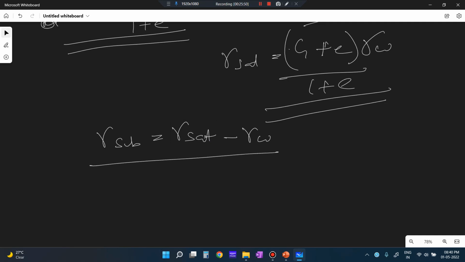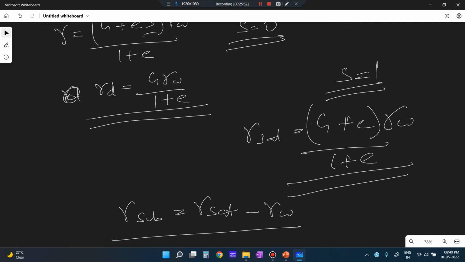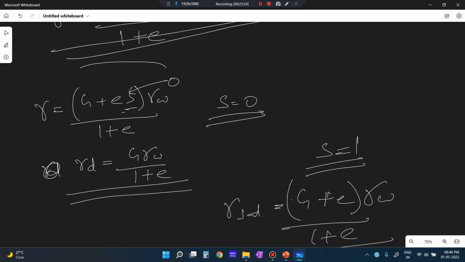So as we can see from this formula, bulk unit weight, we can derive all the other unit weights: saturated unit weight, dry unit weight, submerged unit weight, everything.